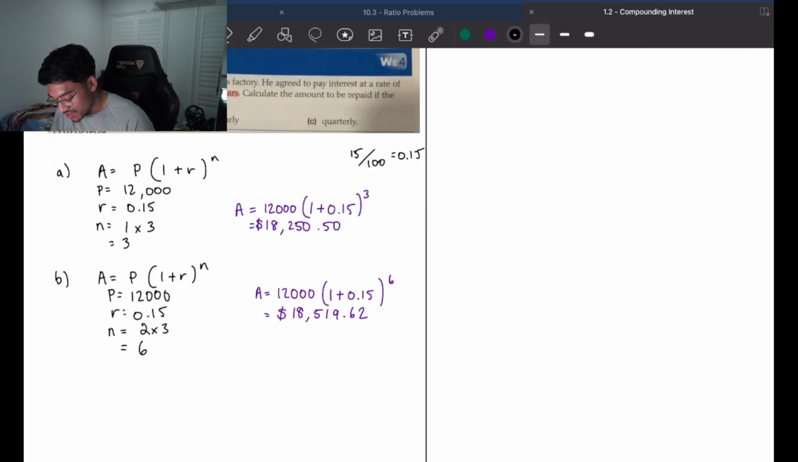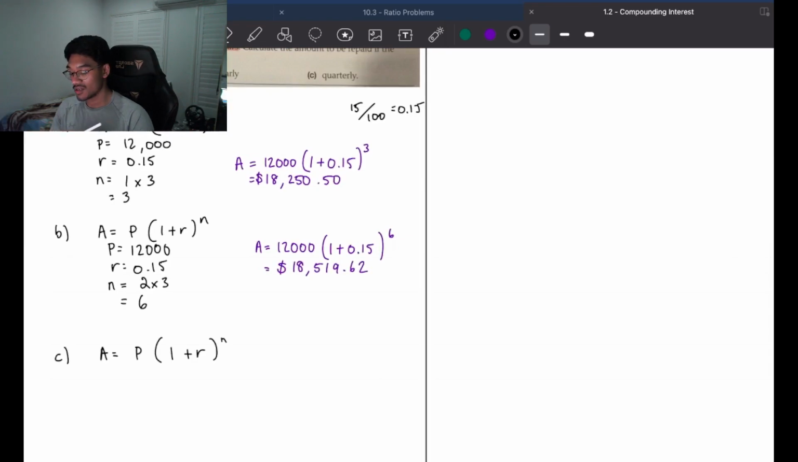Let's go ahead and do question C. Question C says it's now compounding quarterly. So again, we're going to write the formula out. A is equal to P(1 + R) to the power of N. My principal has not changed. My principal is still $12,000. My rate is still 15%, so 0.15 as a decimal.